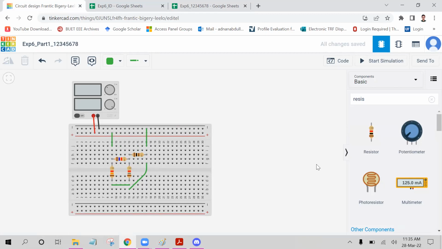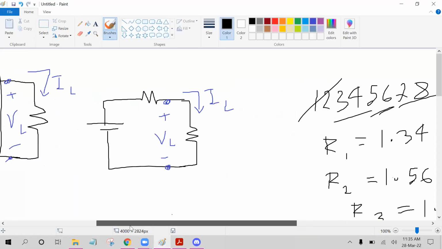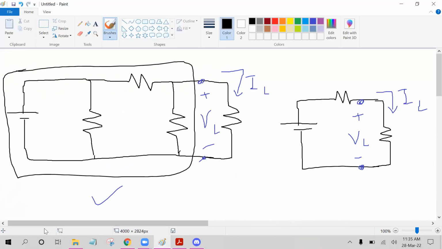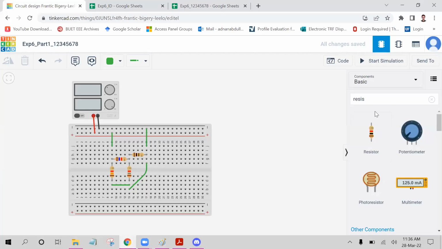Now we need to measure the load voltage, right? So what will we need to measure the voltage? A multimeter. We need a multimeter in voltmeter mode. And as we know, a voltmeter is connected in parallel with a resistor. So we have to complete this connection now. Let's do it.